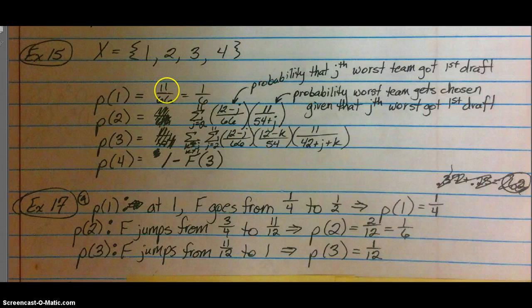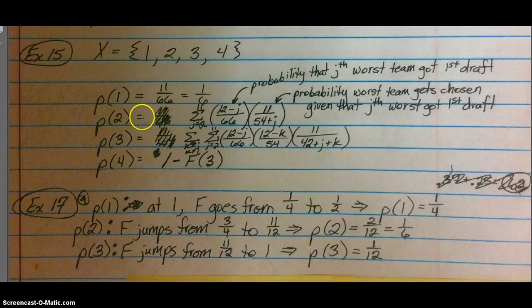Well, they have 11 balls in the lot and 66 total balls, so 11/66 or 1/6. That one's pretty straightforward. Starting with the probability that they get second, it gets much more complicated because remember, let's say that the fifth worst team gets chosen. So they would have, I guess that would be 6 basketballs in the pick, and one of those 6 gets chosen in the first selection.